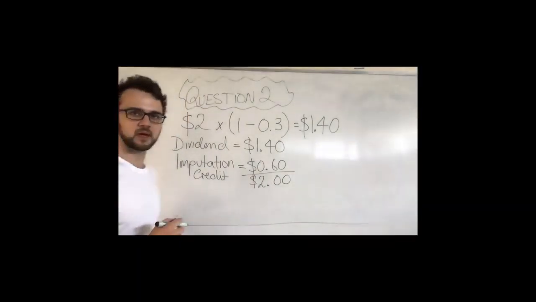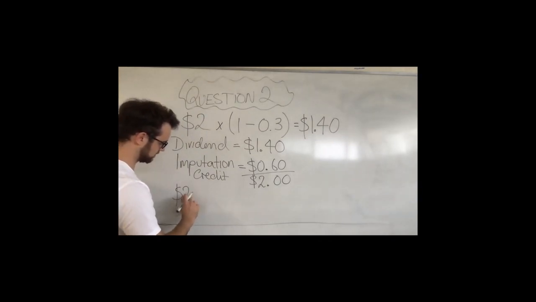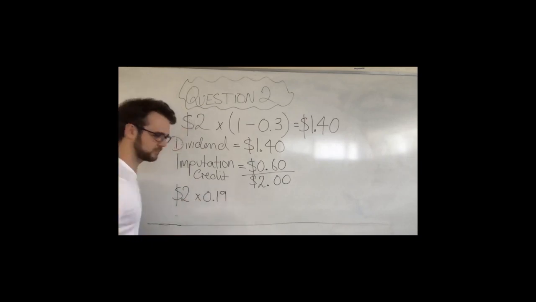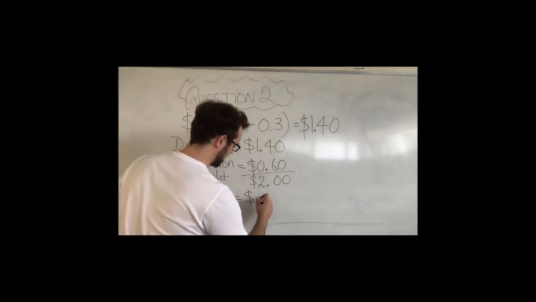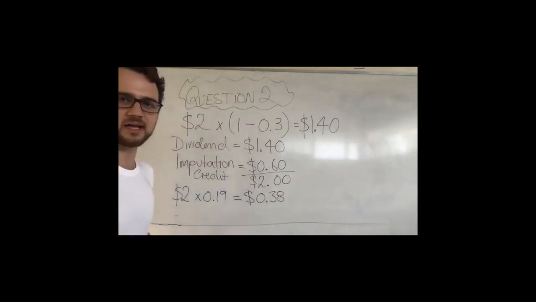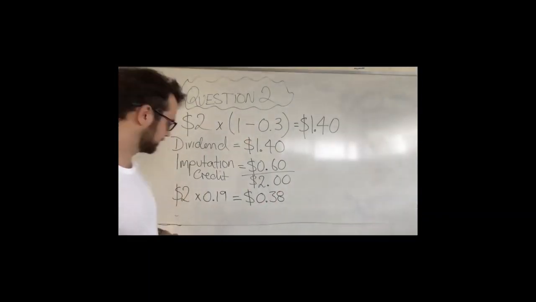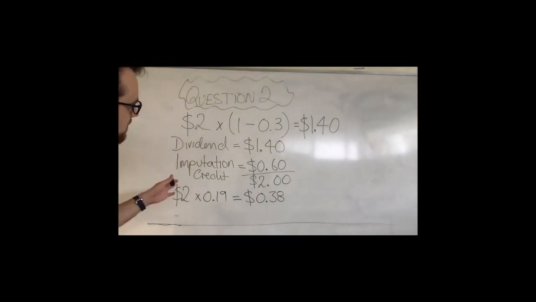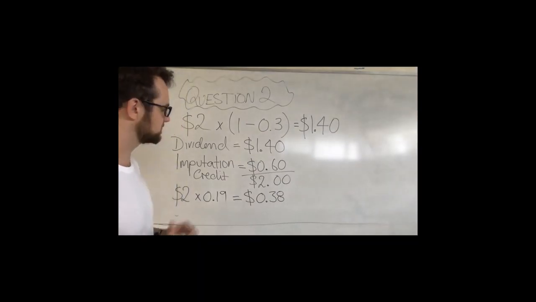So we're going to calculate the amount of tax that we're supposed to pay based on this $2. The amount of tax we're going to pay is $2, which is our grossed up amount, multiplied by our tax rate of 19%. And that says we should be paying 38 cents in tax per share. That's what we should be paying. Is that right? Mm-hmm. Cool. All right. So how much has the company actually paid? 60 cents. It paid 60 cents.